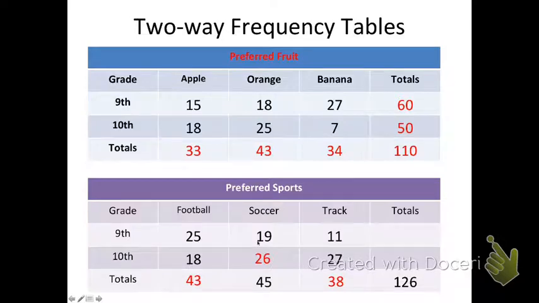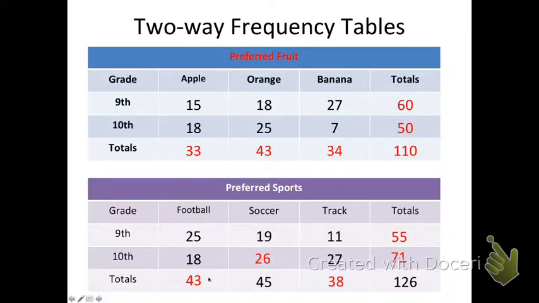So 25 plus 19 plus 11 will give us 55. And then 18 plus 26 plus 27 will give us 71. And then 55 plus 71 is 126. So sometimes when you are given a two-way frequency table, you're going to have to do some math and figure out the missing spots in that frequency table.